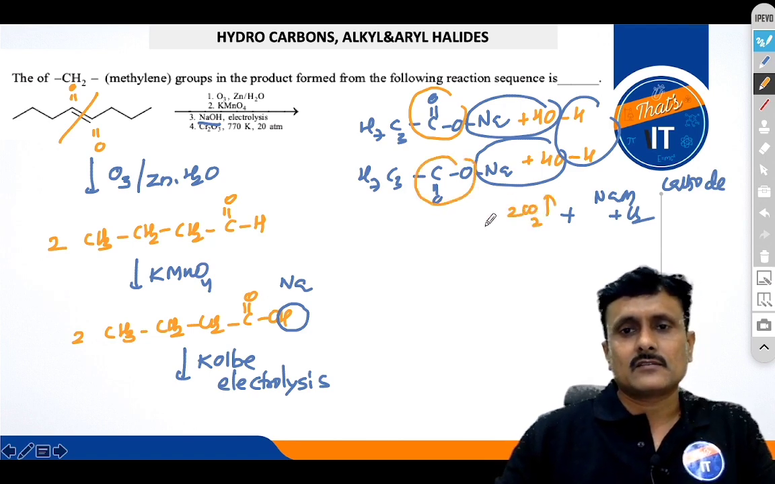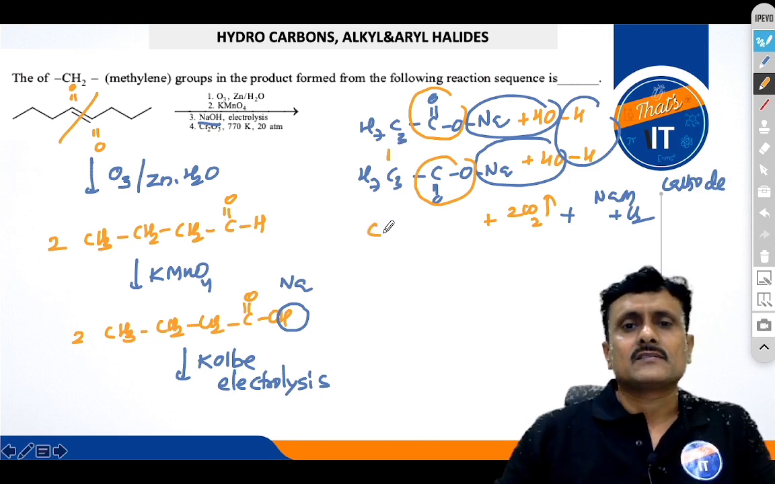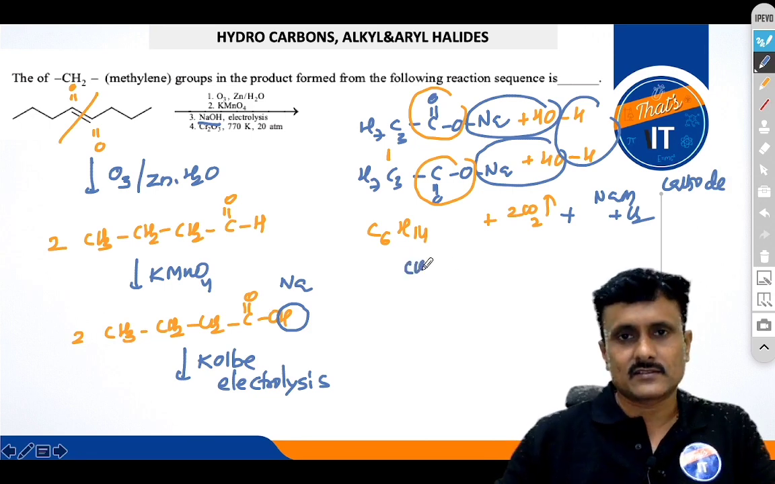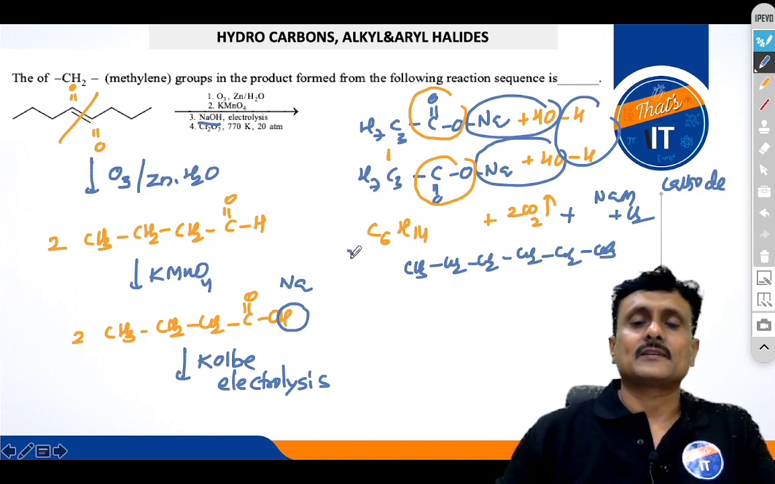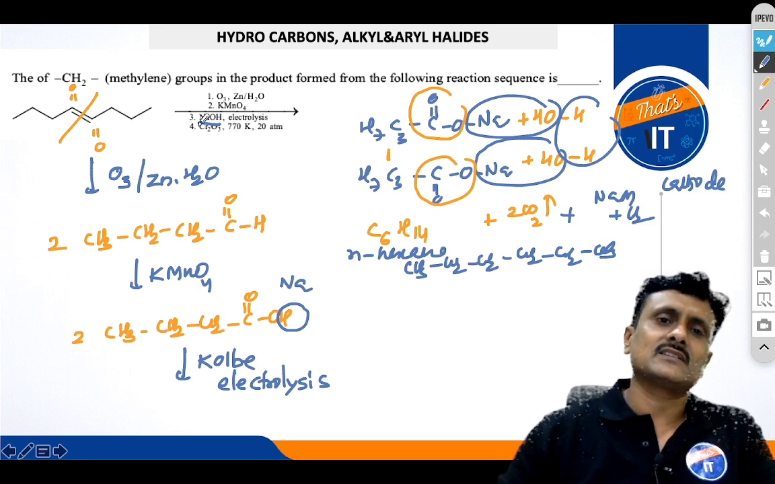Apart from that, you will be getting a linkage between these two. That means what is that you are going to get? C6H14 or simply n-hexane, isn't it? You can see CH3, CH2, CH2, CH2, CH2, CH3. So what is the substance? N-hexane. So this is the product which is obtained after the third step.